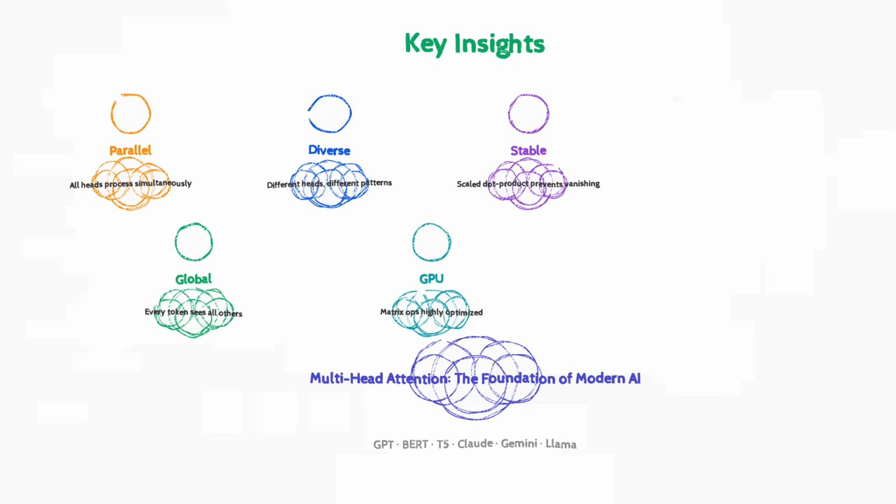Most importantly, attention creates global receptive fields. Every token can directly attend to every other token, regardless of distance. This solves the long-range dependency problem that plagued RNNs and LSTMs. Understanding multi-head attention is essential for understanding modern AI. It is the foundation of GPT, BERT, T5, and every major language model in use today.